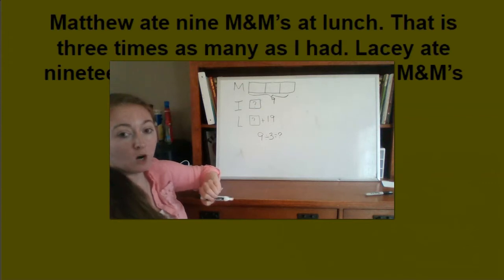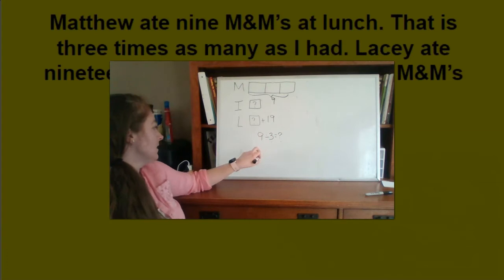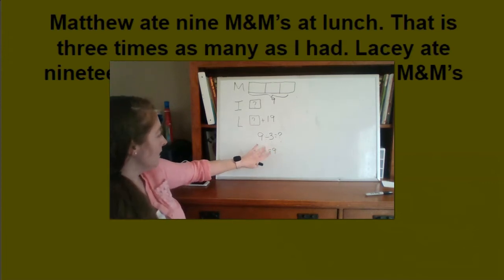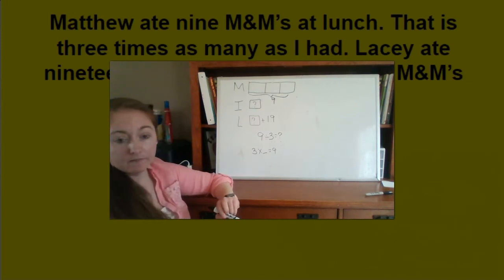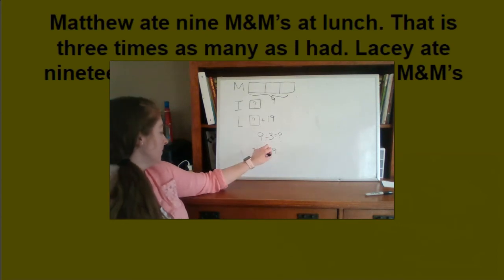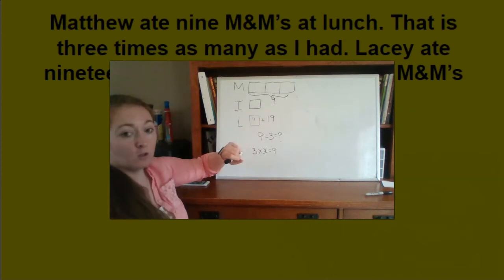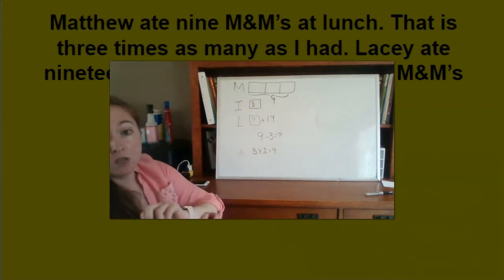If the division is too hard, we can go ahead and switch it to multiplication. This times this equals this. So 3 times some number gives us 9. Well, if we put it that way, what times 3 will give us 9? 3 times 3 will give us 9. So that means that I have how many? 3.